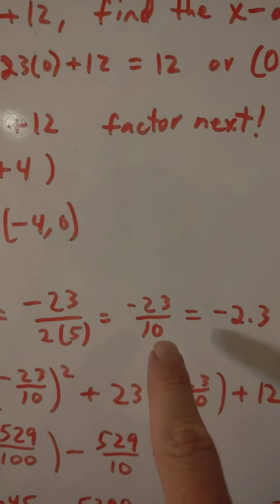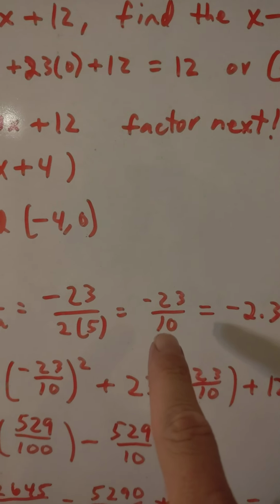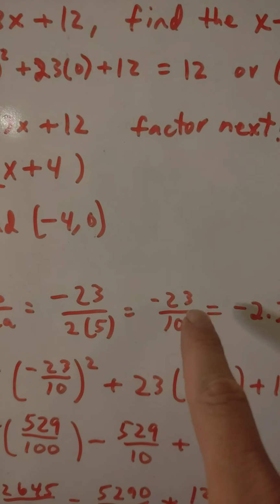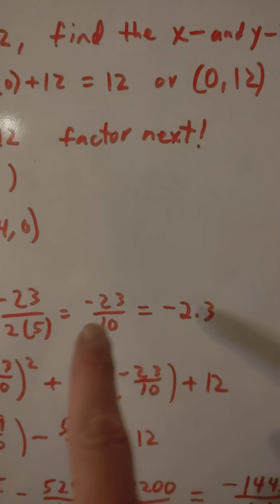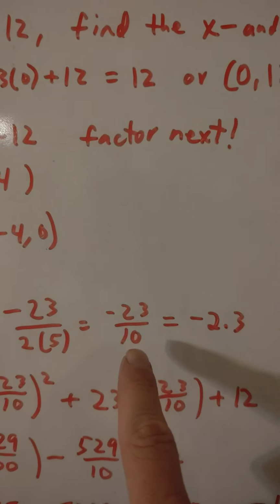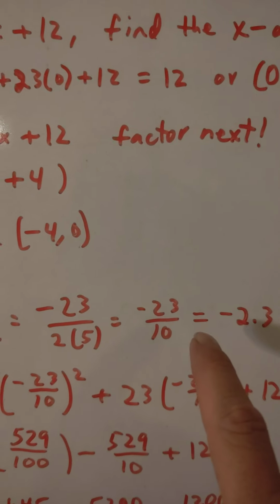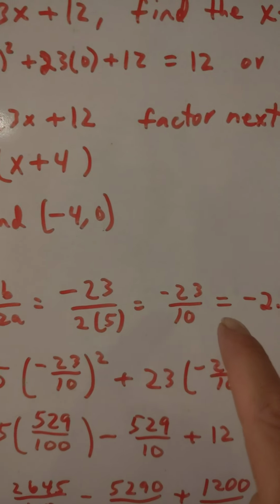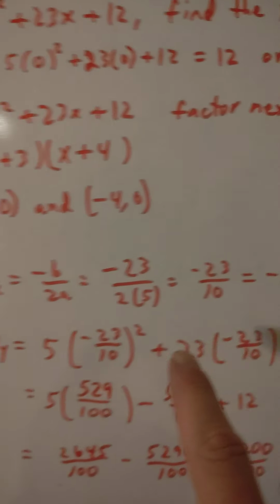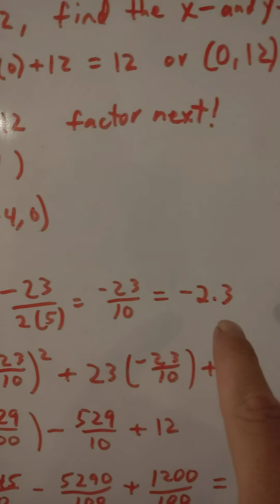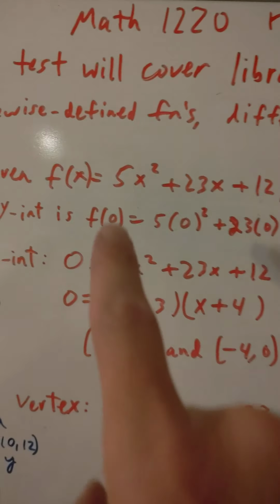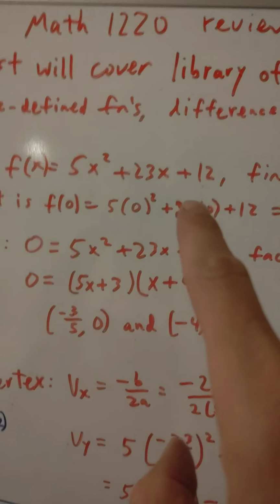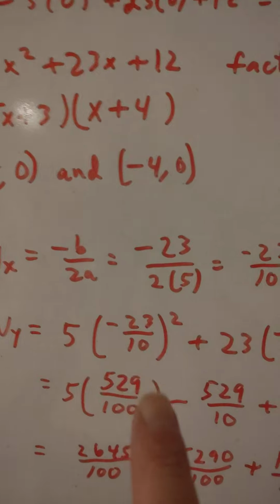Do we know that trick for dividing by a power of 10? Since I'm dividing by 10, move that decimal point once to the left. So that's the same thing as negative 2.3. But you can leave it like this. Nothing wrong with that improper fraction. So we found just the x-coordinate of the vertex. Now we need to find the y-coordinate of the vertex. So all you do is plug in whatever you got for the x-coordinate of the vertex for all x's in the original function. And when we do that, we're going to have this.